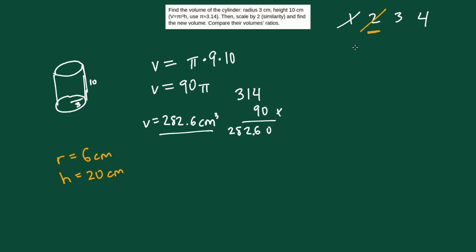Okay, step 3, find the new volume. So if we doubled the radius and the height, and we have a new, bigger cylinder, what would the new volume be? So let's do step 3. Volume equals pi times radius squared times height. Our new radius is 6, so radius squared would be 36 times height, which is 20. Okay, so let's calculate this out. 36 times 2 is 72, times 10, 720 pi.